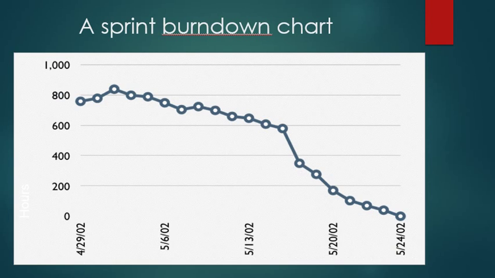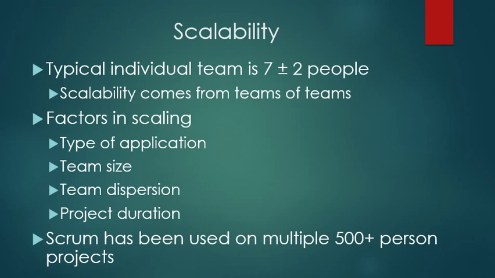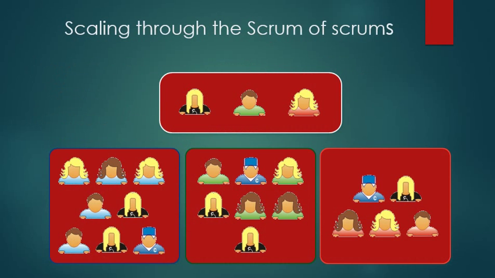This is an example of a sprint burndown chart. Scalability. Typically an individual team is 7 plus or minus 2 people. Scalability comes from teams of teams. Factors in scaling: type of application, team size, team dispersion, project duration. Scrum has been used on projects with 500 plus persons. And this is an example of scaling through the Scrum of Scrums.